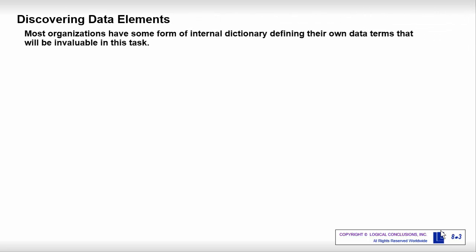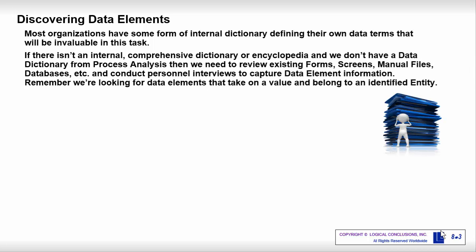How do we discover data elements? Well, most organizations have some form of internal dictionary defining their own data terms that will be invaluable in this task. If there isn't an internal comprehensive dictionary or encyclopedia, and we don't have a data dictionary from process analysis, then we may need to review existing forms, screens, manual files, databases, etc., and conduct personal interviews to capture data element information. Remember, we're looking for data elements that take on a value and belong to an identified entity.